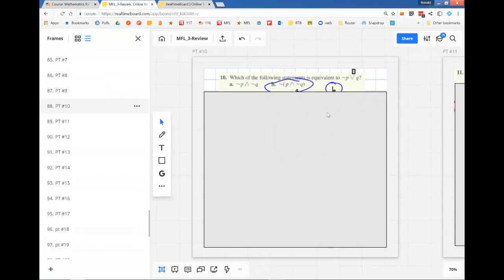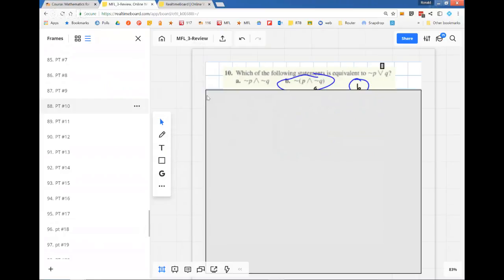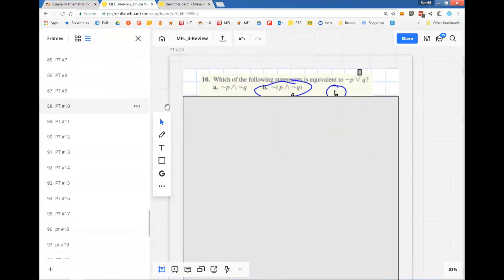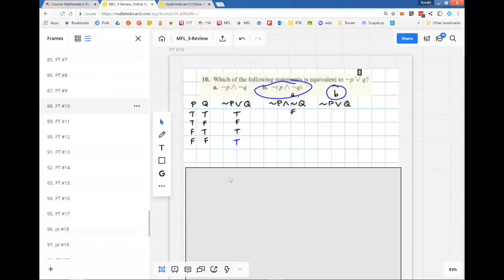Sorry for the marks on there, but basically the question is, which of the following statements is equivalent to not P or Q? And they give you 2 choices. Well, the way I would find out is I'd do the truth tables. And if the truth tables come out the same, then they're equivalent. So here's the one they gave you, not P or Q. And then not P and not Q.